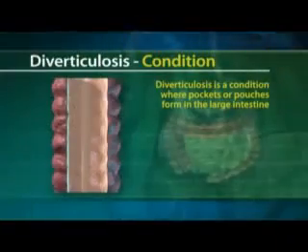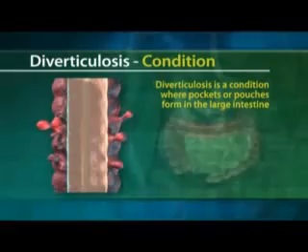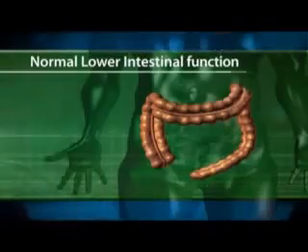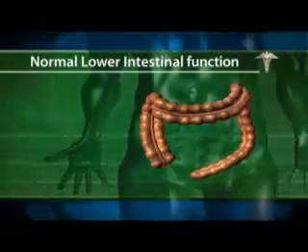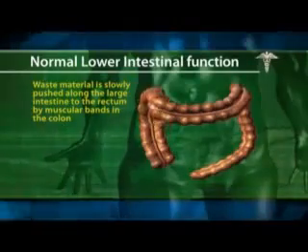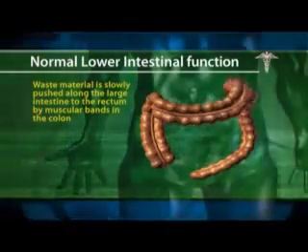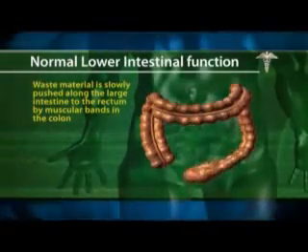Another serious condition which develops as a result of not having enough fiber in your diet is diverticulosis. Diverticulosis is a condition where pockets or pouches form in the large intestine. The large intestine is a long tube-like structure that stores and eliminates waste material. During normal lower intestinal function, the waste material is slowly pushed along the large intestine to the rectum by the muscular bands in the colon.